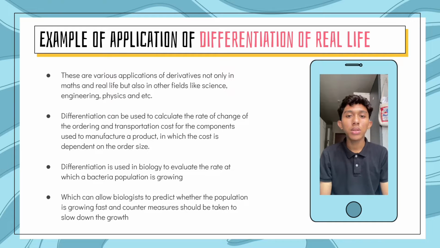Differentiation is used in biology to evaluate the rate at which a bacteria population is growing, which can allow biologists to predict whether the population is growing fast and countermeasures should be taken to slow down the growth.